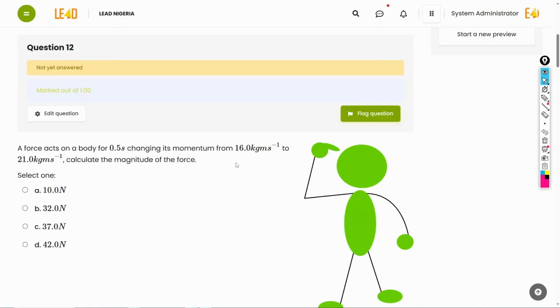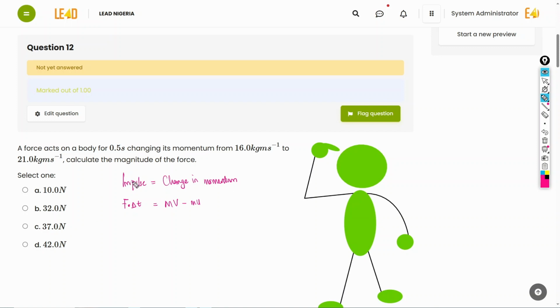All right, a force acts on the body for 0.5 seconds, changing its momentum from 16 kg meters per second to 12 kg meters per second. Calculate the magnitude of the force. All right, so we have impulse is equal to change in momentum. So impulse is F times change in t, and that's equal to mv minus mu.